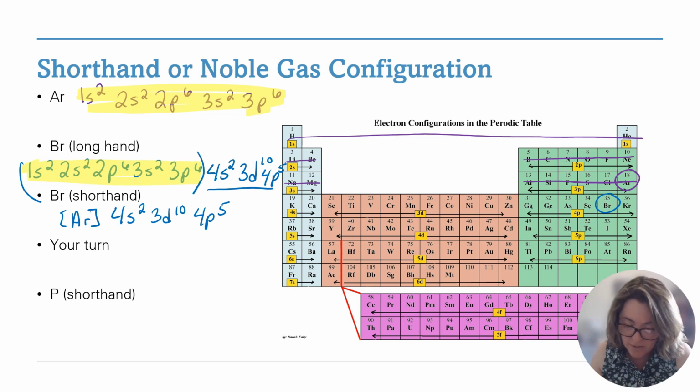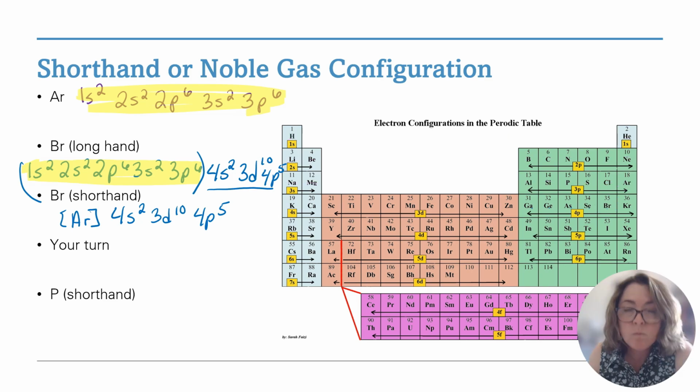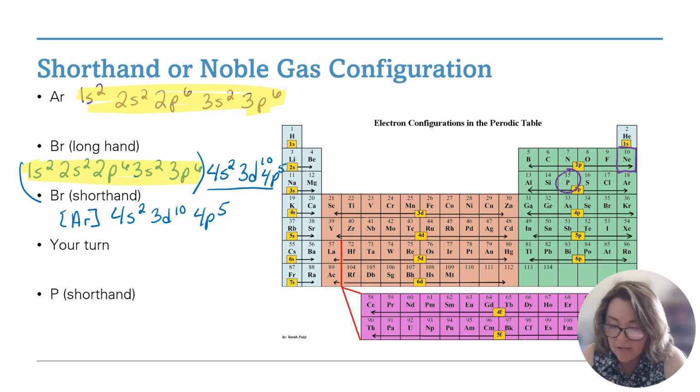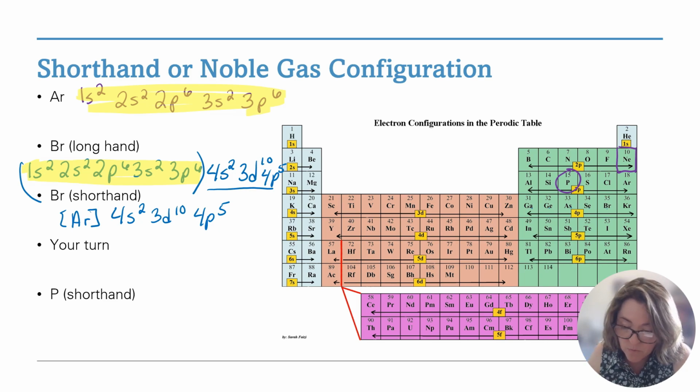I'm actually going to do phosphorus with you. Now what I do for my shorthand configuration, because it's a lot to go through all of the steps that I just did. So if I want to do my shorthand configuration, I'm going to find my element that I'm doing that for on the periodic table. And then I'm going to back myself up and look for the noble gas that ends the period before. And in this case, it would be neon. So if I write neon in brackets, I am essentially saying 1s2, 2s2, 2p6. And then I can focus my attention on the outside.